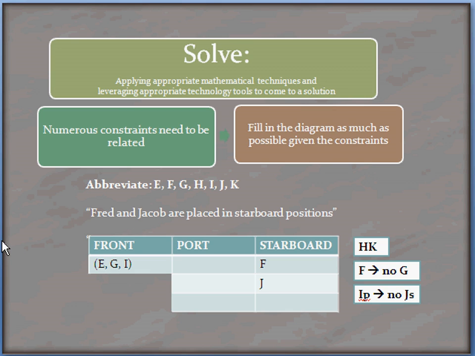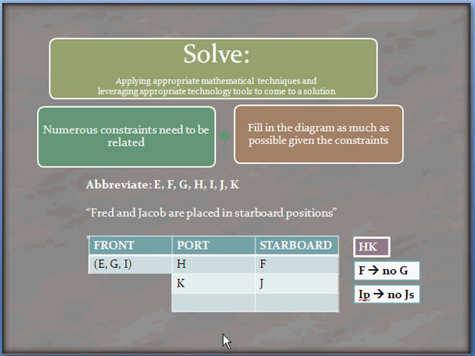And finally, Fred and Jacob are placed in starboard positions. Aha, finally something we can put into the diagram. So we'll put Fred in one starboard position and Jacob in another starboard position. We also know that Fred and Jacob can no longer be in the front position, so our options for the front position have been reduced to E, G, and I.